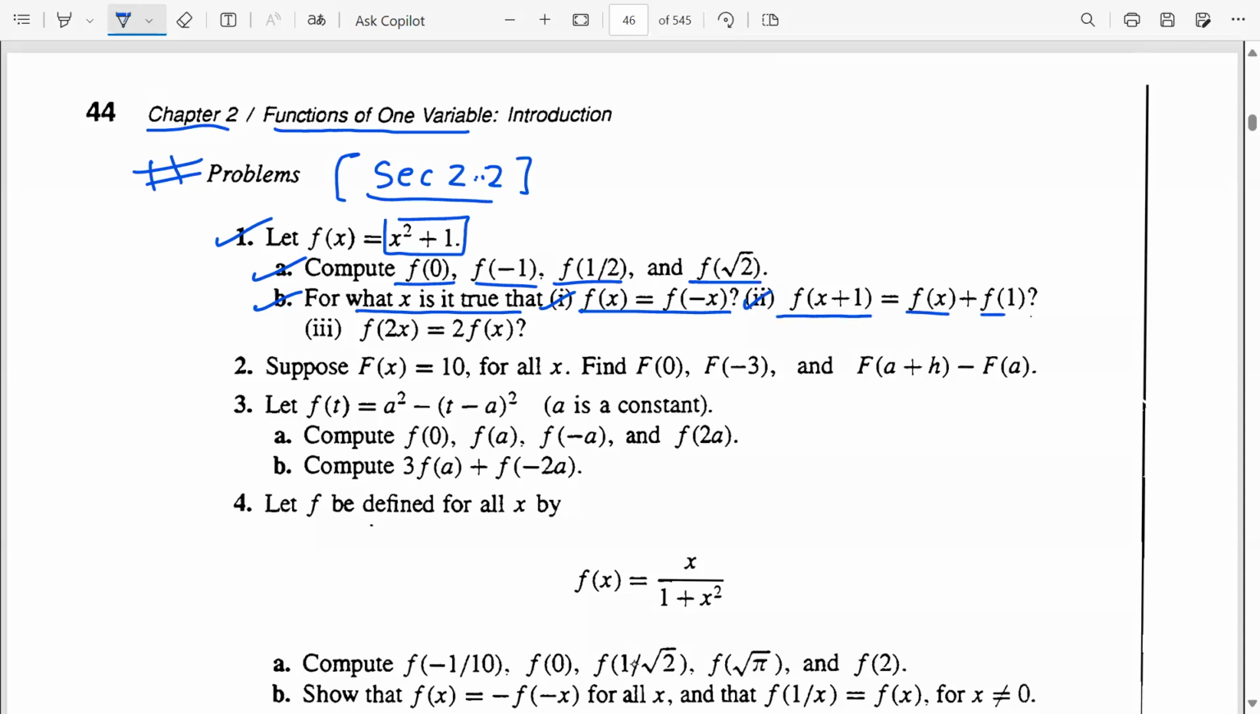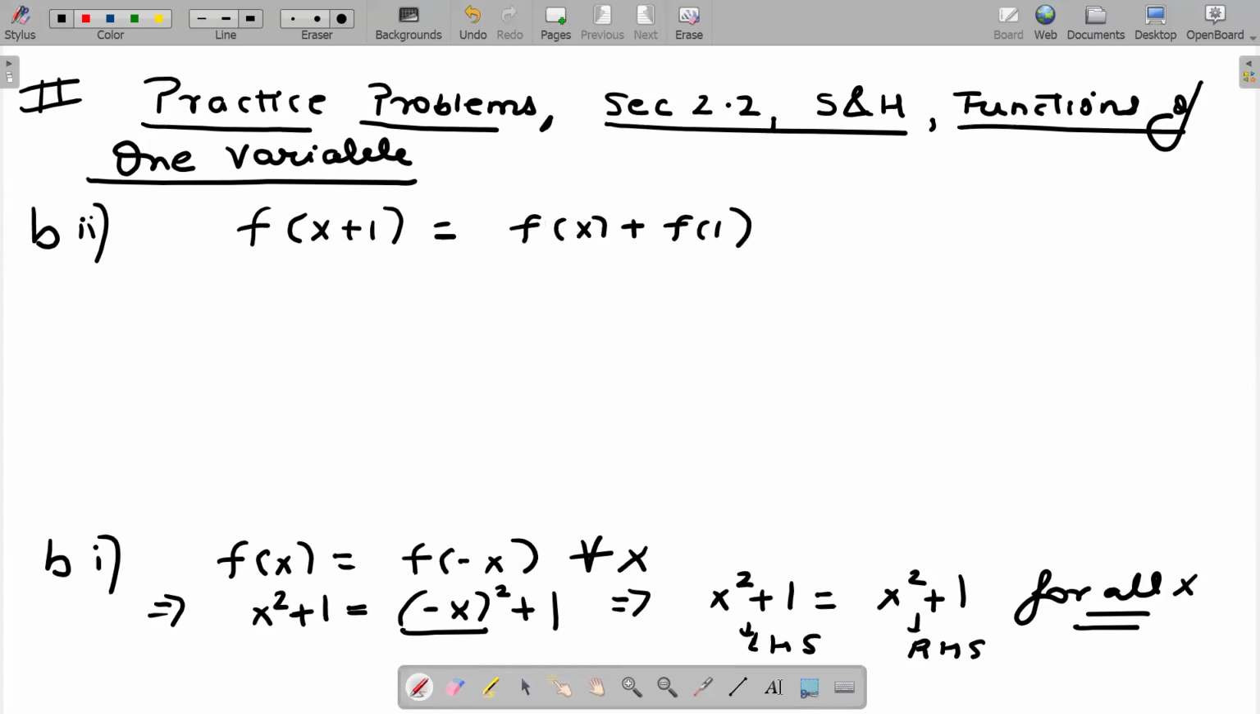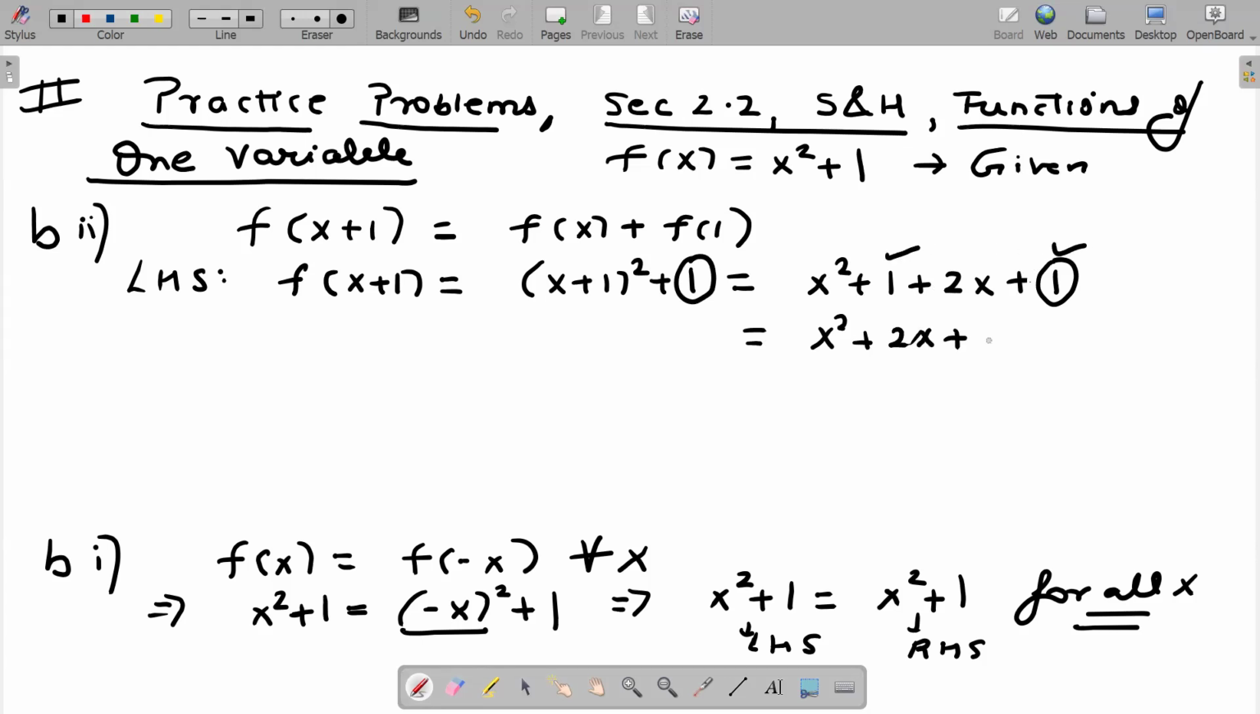Okay, let's look at part 2. F of x plus 1 equals f of x plus f of 1. When will that happen? So if I erase the initial portion, we are now looking at part B, part 2. F of x plus 1 will be equal to f of x plus f of 1. We need to check for what value of x this will happen. So my left hand side is f of x plus 1, which will be what? Guys, we were given that f of x initially was x square plus 1, right? So f of x plus 1 will be x plus 1 square plus 1. X plus 1 square is x square plus 1 plus 2x. Remember, a plus b square is a square plus b square plus 2ab. So I have x square plus 2x plus 1 plus 1, which makes it x square plus 2x plus 2.